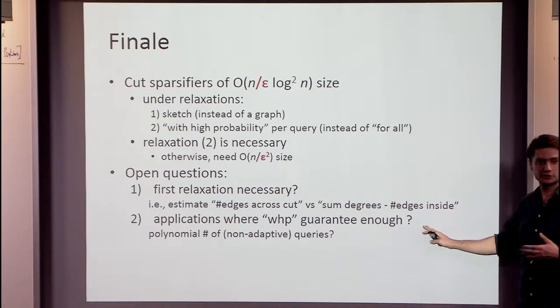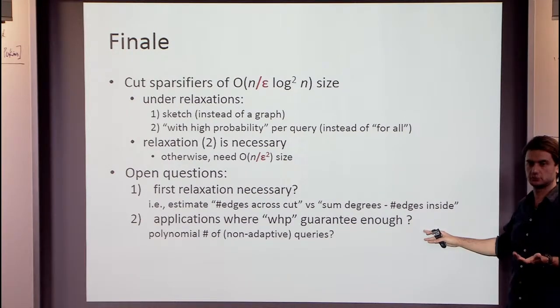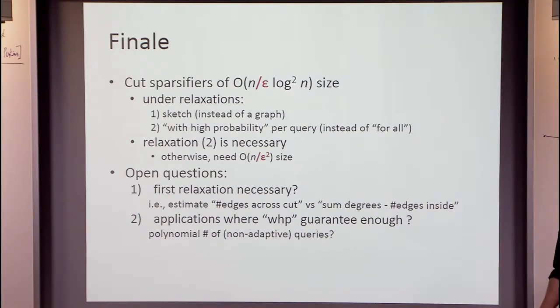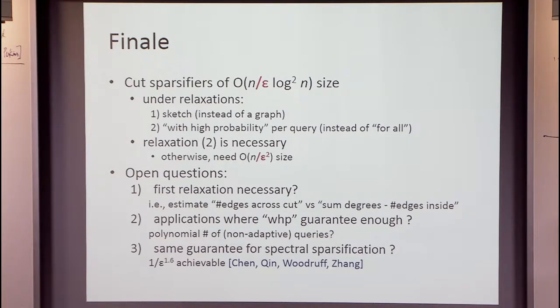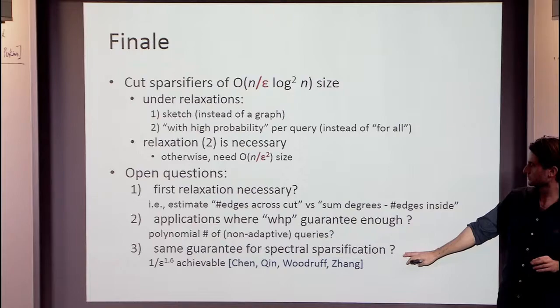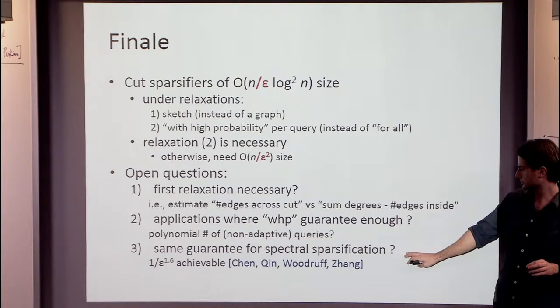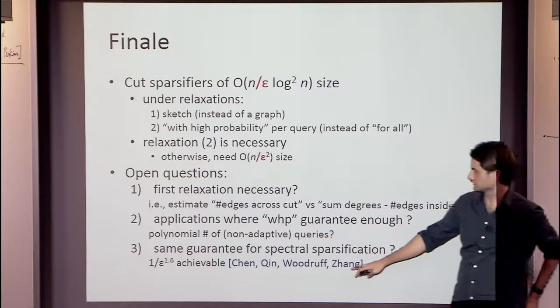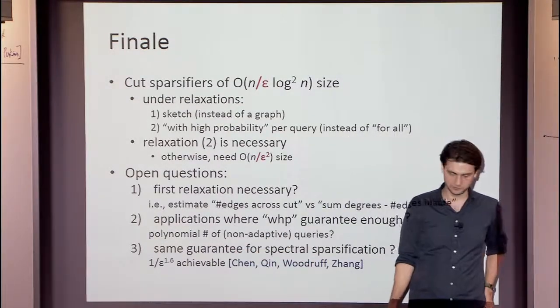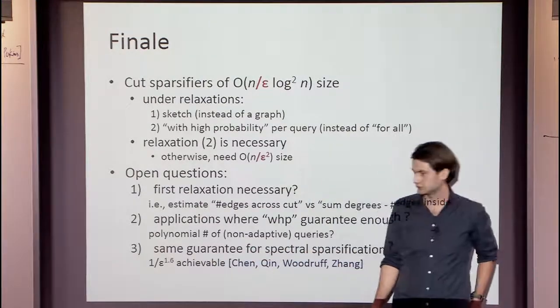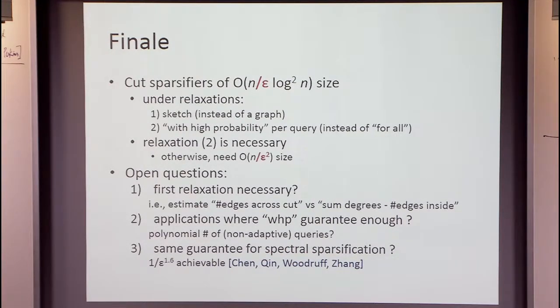Question two is, what are other applications where this with-high-probability estimate is actually sufficient? In particular, this seems definitely usable in applications where we just ask a polynomial number of non-adaptive queries, or say a logarithmic number of adaptive queries, I guess. Part three is, can we prove the same guarantee for spectral sparsification? David Woodruff with co-authors showed that some improvement over 1 over epsilon squared is possible. In particular, we obtain 1 over epsilon to 1.6, if this is correct. Okay, good. Thank you.